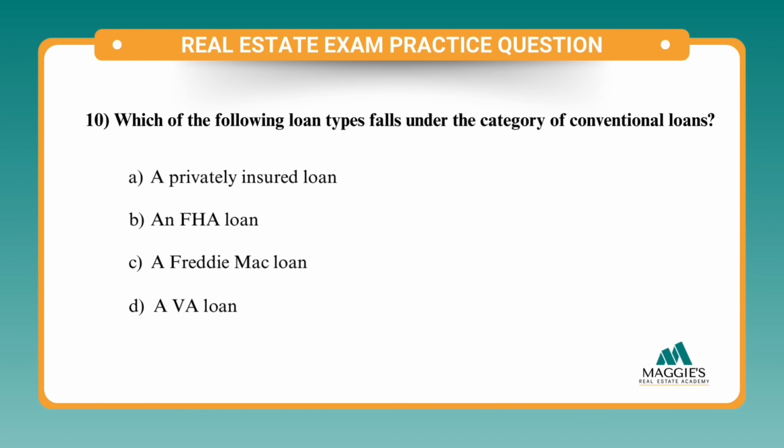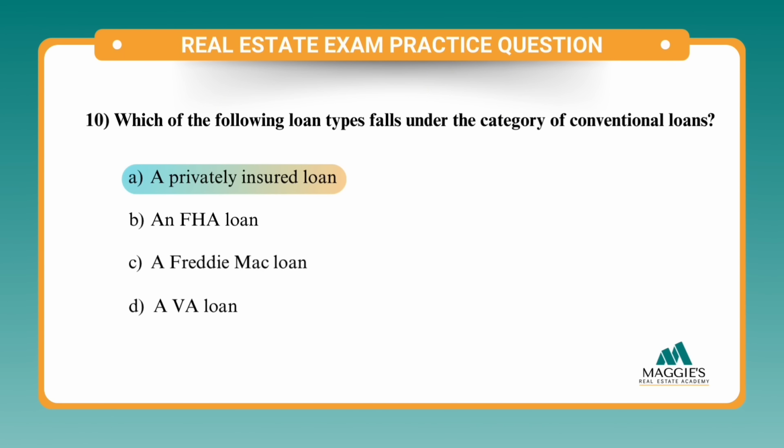Number 10. Which of the following loan types falls under the category of conventional loans? Is it A, a privately insured loan, B, an FHA loan, C, a Freddie Mac loan, or D, a VA loan? The correct answer is A, a privately insured loan.